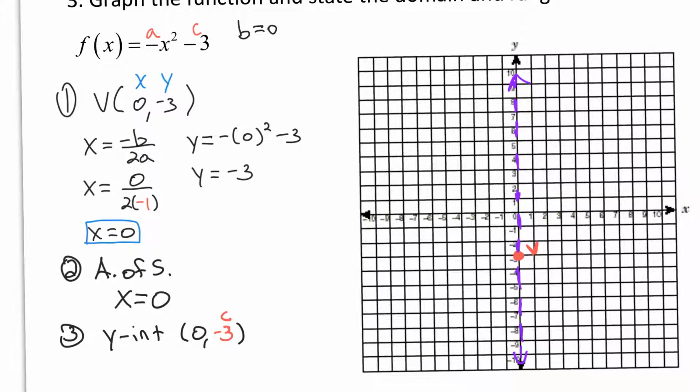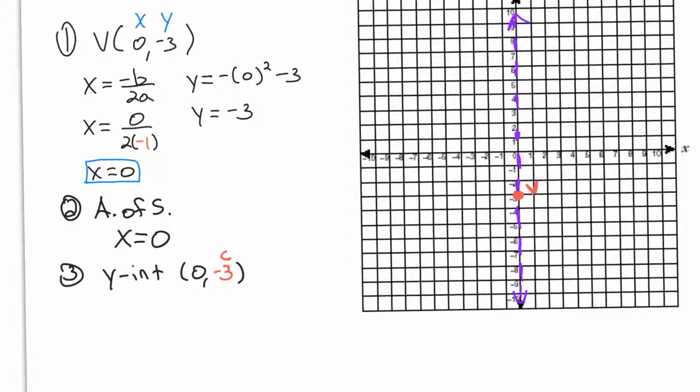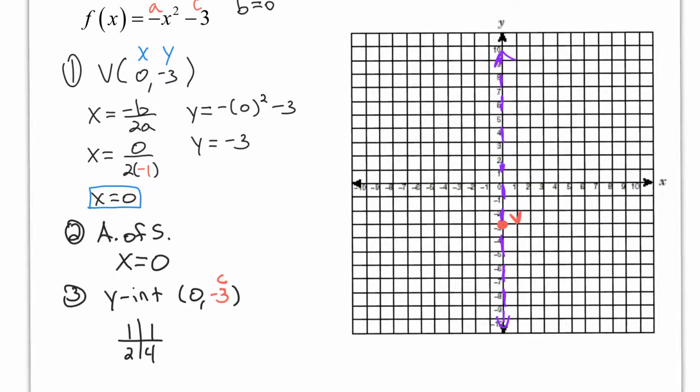So the vertex in this case works like the y-intercept. But I do need a pattern so I can find 2 more points. And I'm going to make my cross here, 1, 1, 2, 4. That's the pattern that we use when you guys plot a parabola. You have to be careful though, because your a value up here is negative 1. What that means is you're going to have to multiply this 1 by negative 1, which equals negative 1, and the 4 by negative 1, which equals negative 4.